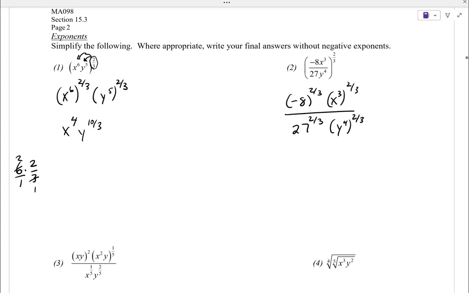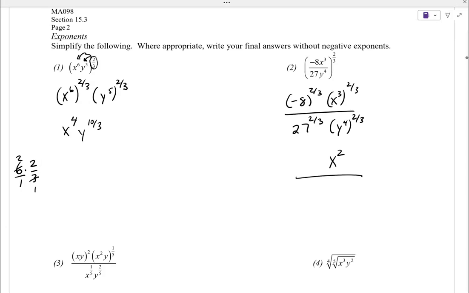All right, that's just literally just distributing it. Agreed? What do you get? Let's look at the variables first, and then I'll play with the numbers. Well, what do you get when I take x to the 3rd and raise it to the 2/3 power? What do you do with the exponents again? Multiply them, right? When I take 3 and multiply it by 2/3, what do you get? You get 2, right? Because your 3's will cancel. So I'll get x squared, right? For sure.